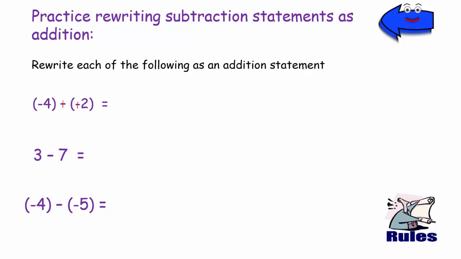We're going to practice rewriting subtraction as addition. So -4 minus a -2 is the same as -4 plus a +2. 3 minus 7 will end up changing subtraction to addition, changing this +7 to a -7. So that becomes 3 plus a -7. 3 minus 7 is the same as 3 plus a -7. And what's -4 minus a -5? Change your subtraction to addition, take the opposite of the number that had been subtracted. So -4 minus a -5 becomes -4 plus a +5.